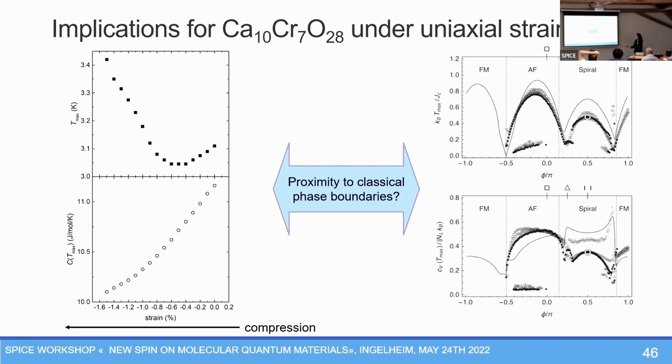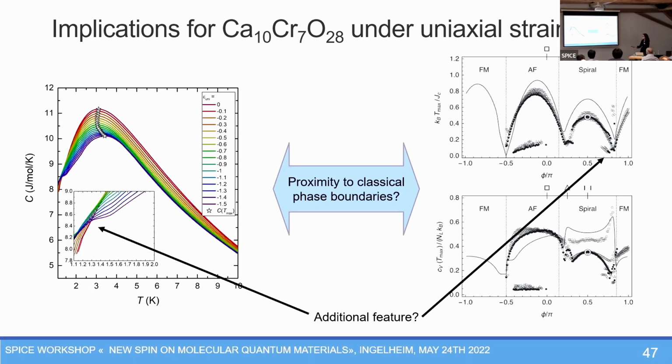So compression is here to the left. We see initially a mild decrease, but then a rapid increase, for example here, of the maximum temperature. And those changes are only expected, according to the theoretical calculations, if we are close to those phase boundaries. So to some extent, these results already suggest that this material should in fact be located somewhere here in those phase diagrams.